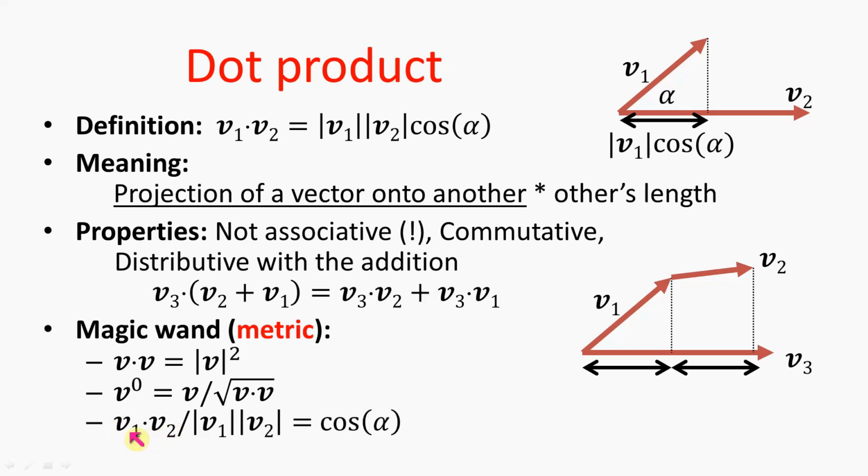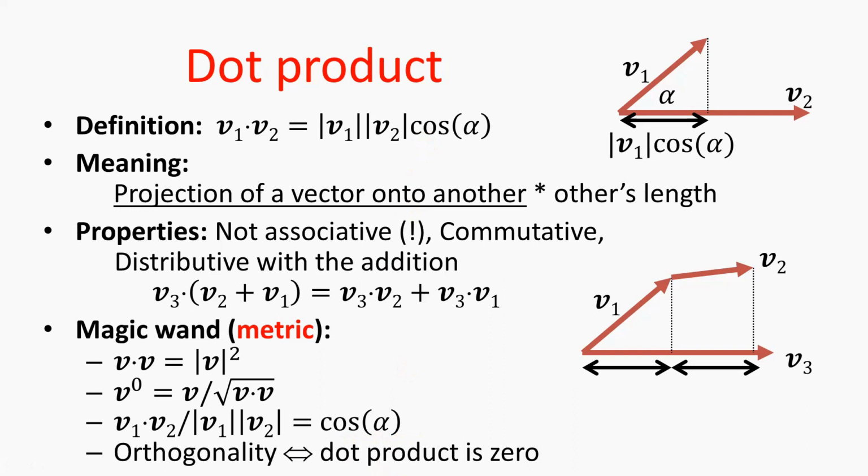If we divide the dot product of two vectors with the product of the lengths of the two vectors, then according to the definition of the dot product, we can express the cosine of the angle between the two vectors. Finally, we can determine whether two vectors or two directions are orthogonal to each other by checking the result of the dot product. If the dot product is 0, then the two directions are orthogonal because cosine 90 degrees is just 0.